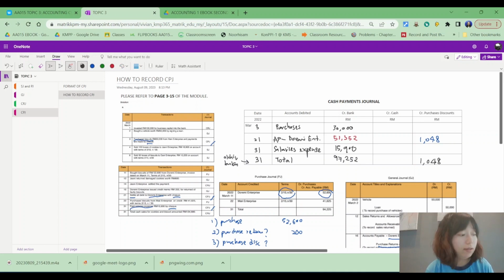Okay, we have completed our CPJ, which is the last journal, according to my sequence. Okay, because the first 2 journals will be SJ and BJ, and then in the middle I'm going to do GJ, and lastly I do CRJ and CPJ. Okay, that's all for this video.